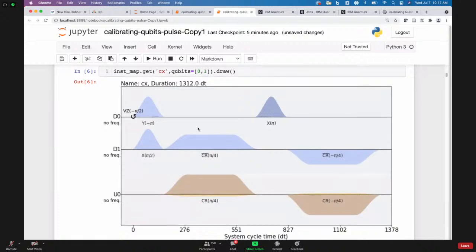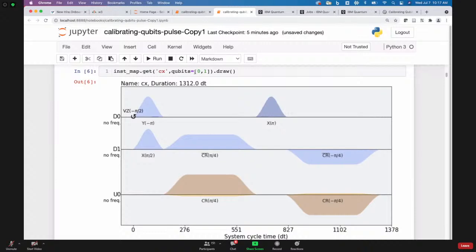Perhaps just to make this a bit interactive, if anyone's willing to speak up, which qubit in this case is behaving as the control qubit? Perhaps you can tell by the way I've drawn qubits here, or the schedule itself. Any ideas? Zero. Yes, it's the 0.